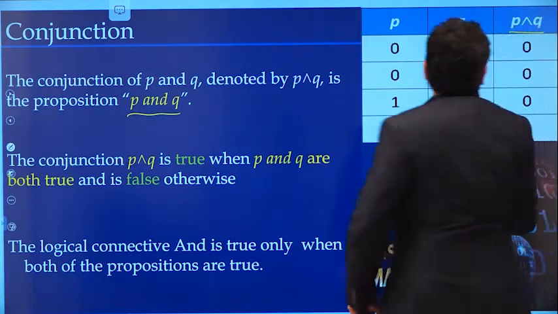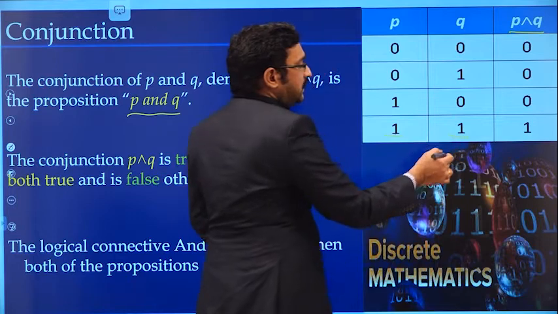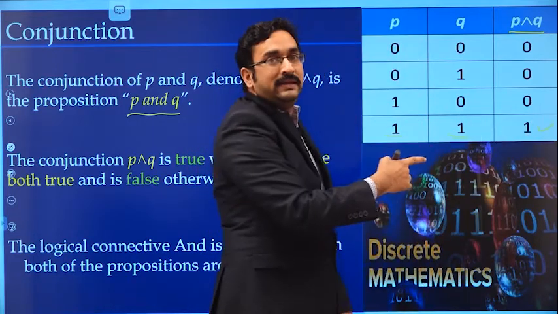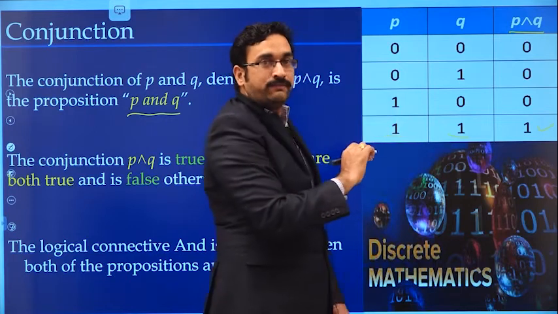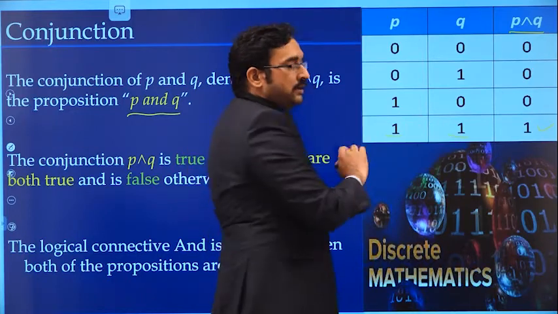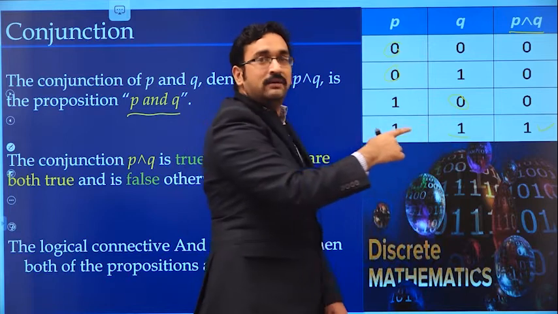Observe the table. When P is true and Q is true, in that case only the conjunction is true. In all remaining cases, the conjunction is false. So we can say that the conjunction is true when both P and Q are true. If at least one is false, then the conjunction is false.